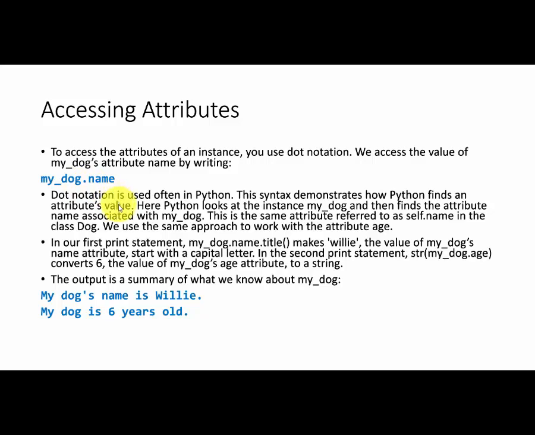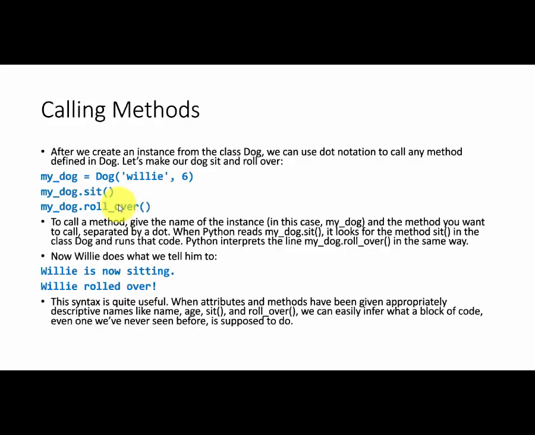Let us go there and execute, or rather, we will complete this by calling the methods also. For this instance, just use the dot operator and the name of the method you want to call, the sit method or the roll over method. To call a method, give the name of the instance, separated with a dot: dot sit, dot rollover, dot barking, dot running, dot walking, like that.